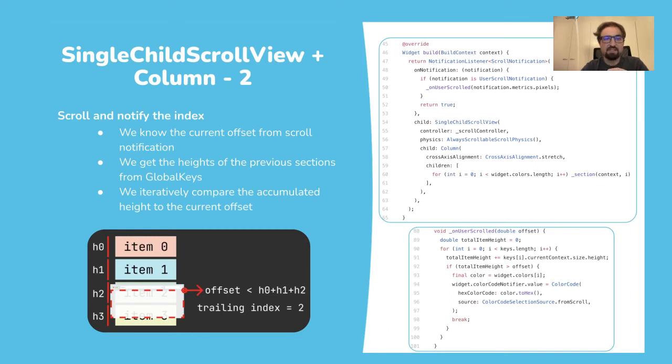Now, scroll and notify the index. Let's see how we notify the new section as we scroll in the page. Notification listener again emits the user scroll notification on scroll events. Then we get the current offset from the scroll notification. Here, inside the for loop, we iteratively compare the accumulated height to the current offset because we have the global keys of each section. And in the end, we find out which section the current offset belongs to, because we accumulated the heights from the beginning through the global keys, and global keys have the context, and context has the size information.